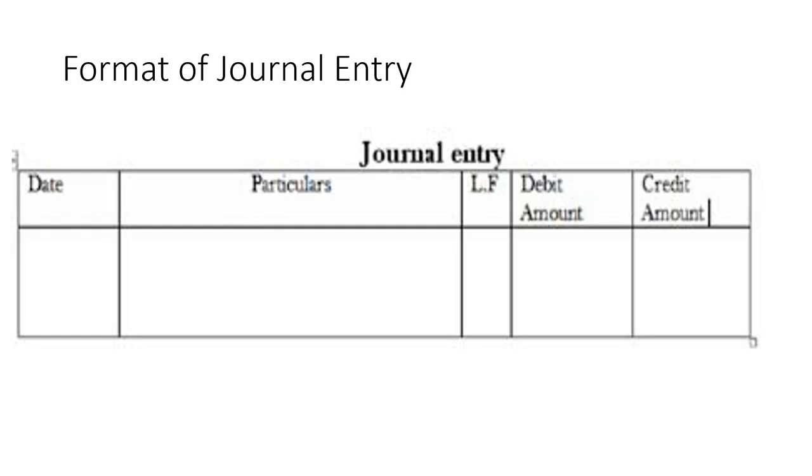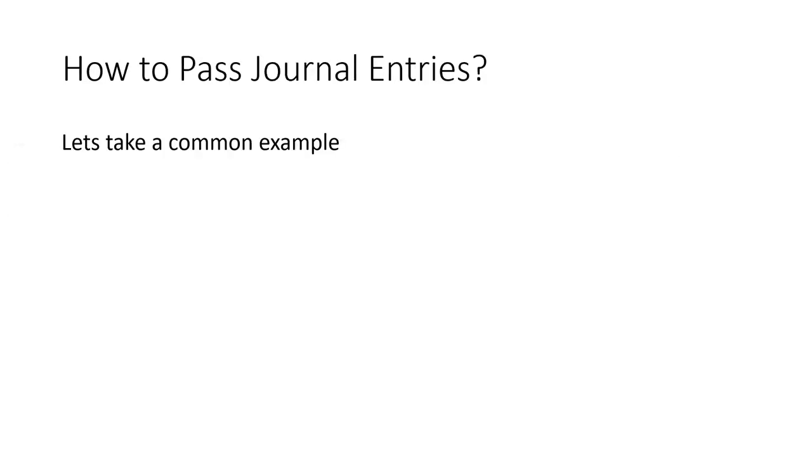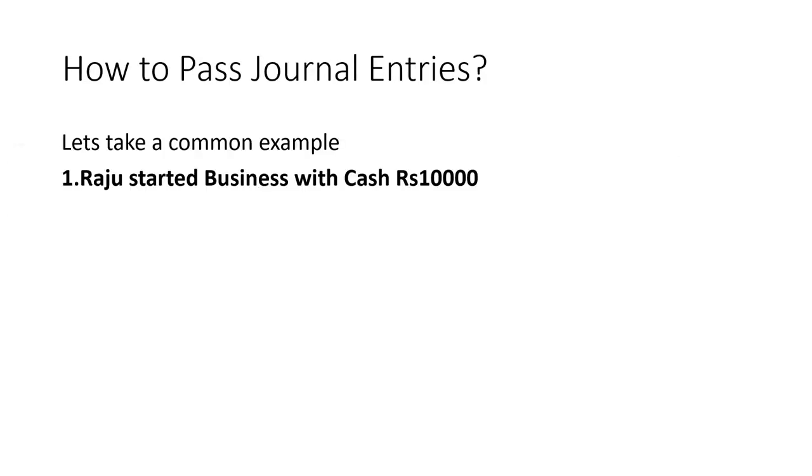So let's begin with few examples. How to pass journal entries? Let us take a common example, and which is the best: Raju started business with cash rupees 10,000. What is happening here is an owner is starting a business. Now I'm giving the name of the owner as Raju. Now here you have to worry about the business entity concept, which says owner and business are separate legal entities. So here when we are passing journal entries, we have to assume that we are passing entry for the business, not for owner.